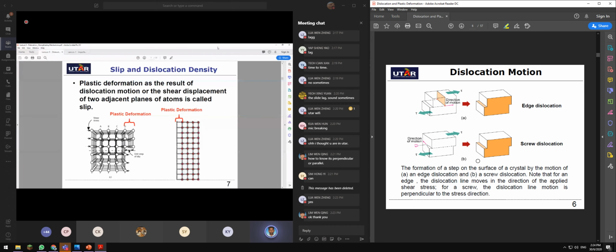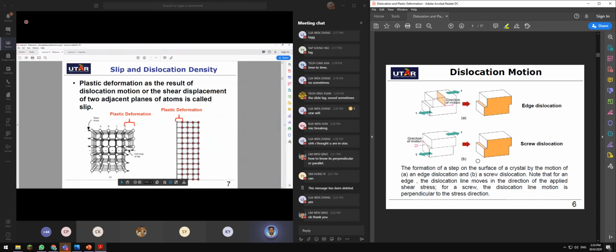Now, next, slip and dislocation density. I've discussed the types of dislocation. Now let's talk about slips and also dislocation density. Earlier in today's lesson, I gave you an example of chewing gum and also a spring. When you pull the chewing gum apart, it elongates, and when you release both ends, it doesn't return to its original position. So that is plastic deformation. If you look at this figure, this is what plastic deformation is all about.